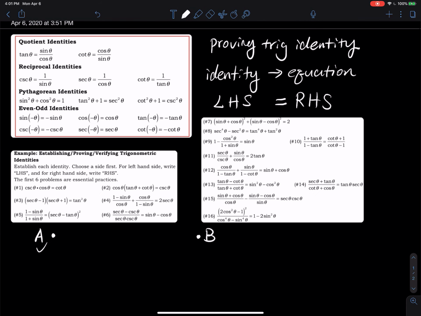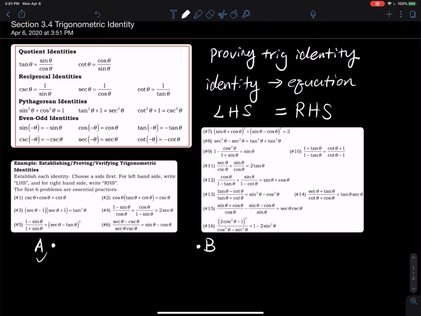So for example, if we go up to the first screenshot real quick, we have the quotient identity and reciprocal identity. In the previous lesson, we introduced that tangent is sine divided by cosine. The cotangent is the reciprocal of tangent, and then cosecant, secant, and cotangent are the reciprocals of sine, cosine, and tangent.